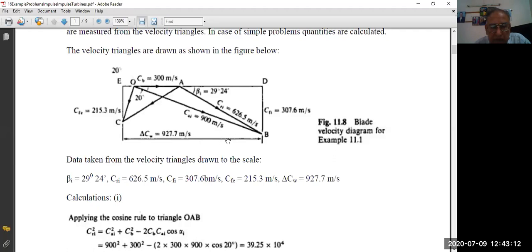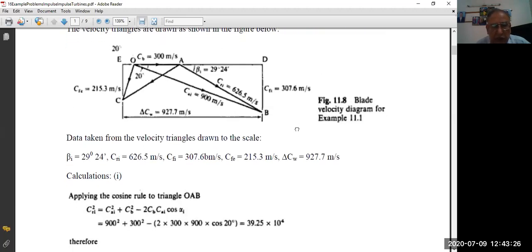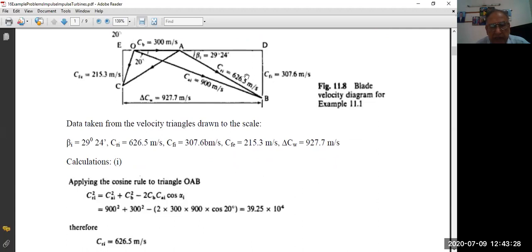So for power output this formula is used. This velocity 927.7, you multiply by this velocity 300, you will get work out. So that is blade diagram work. So similarly, if angles are required, we can measure with the help of protractor what is beta I, what is alpha. Alpha is given or not given. If it is not given, you can measure from here.